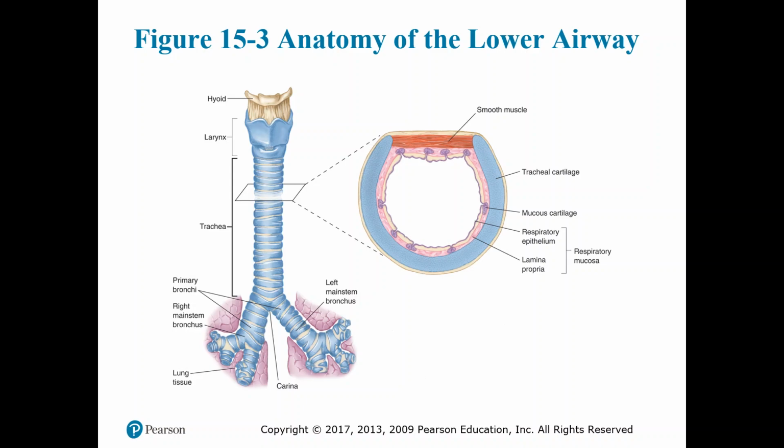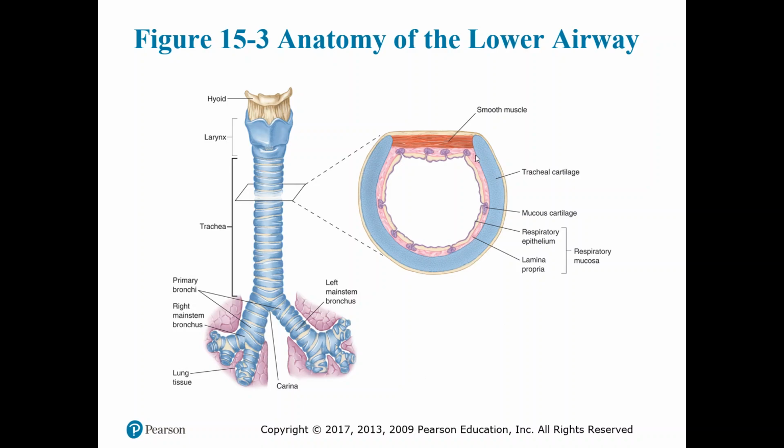So now join us for anatomy of the lower airway. As you'll see in this figure, we have the hyoid, the larynx. And we just discussed those in the upper airway, the last video. And now we're starting into the trachea, the primary bronchi, right and left, the right mainstem bronchus, the left mainstem bronchus, lung tissue to include the alveoli, the carina, the division between the right and left mainstem bronchus.